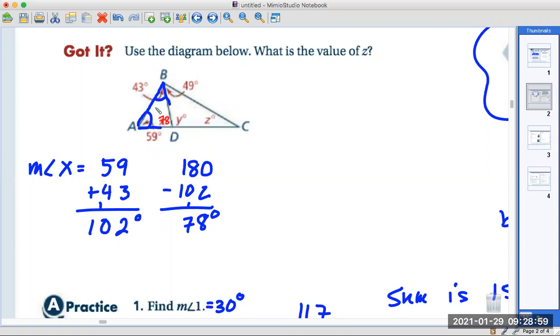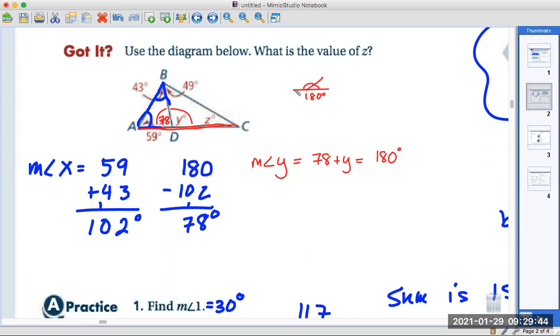Okay, so now I'm playing detective. I know this angle is 78. Now, what if I can find Y? Y belongs to this triangle, which I'm looking for, right? So if I can find Y, then I'm in business. Measure angle Y. And I told you that a straight line, the sum of 2 angles that form a straight line, those are called linear pairs. What do you think the sum is? Do you remember? Linear pair, straight line, the sum is 180, right? Because a straight line is 180 degrees.